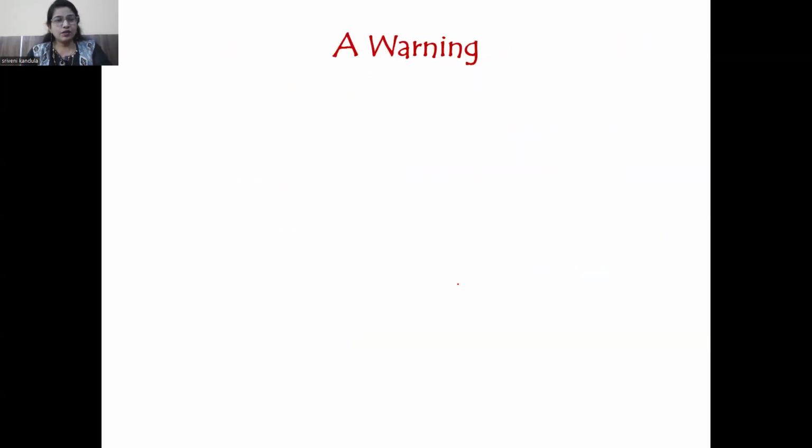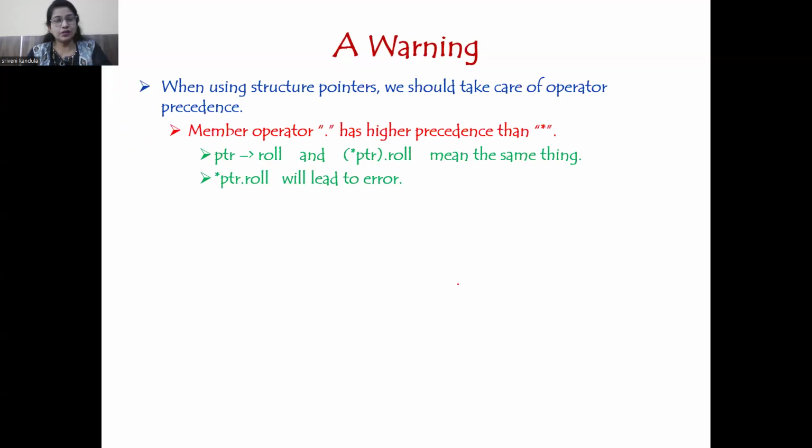But while using pointers, we should be clear on a few points. Here you should know that the dot operator has higher precedence than the star operator. So whenever you have something like ptr arrow roll number and star ptr dot roll, just now, as part of the syntax, we have seen that these two things are the same, but we are following this notation for the sake of simplicity. That's all. It's just for the sake of convenience.